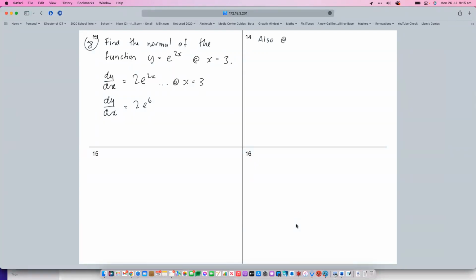Also at x equals 3, y is equal to e to the power of 2 times 3, which is equal to e to the power of 6. So my coordinate is 3, comma, e to the power of 6. Good so far? Well, I'm alright then.